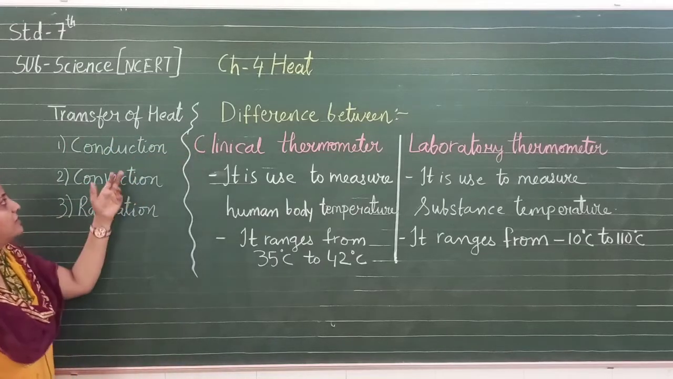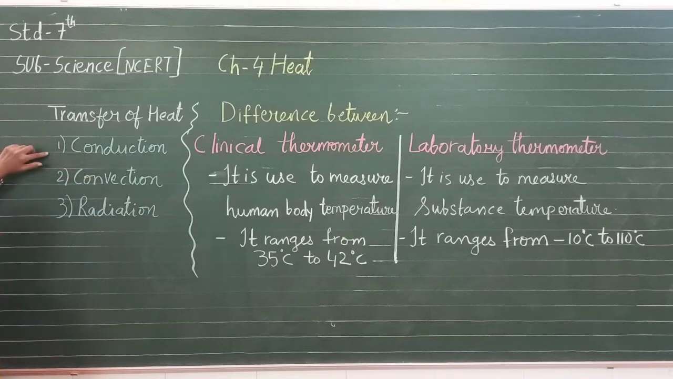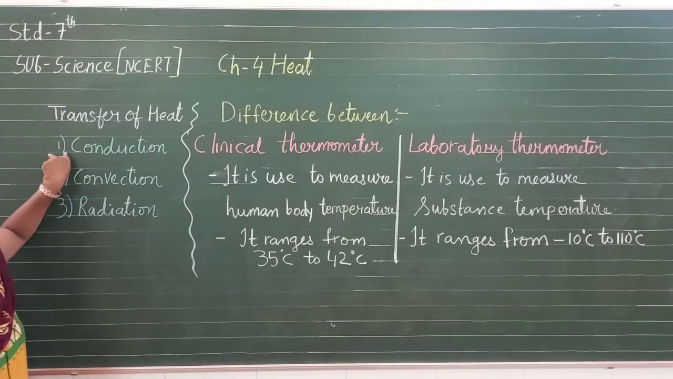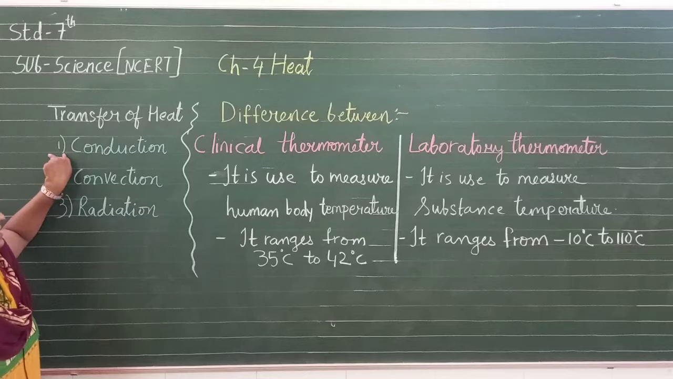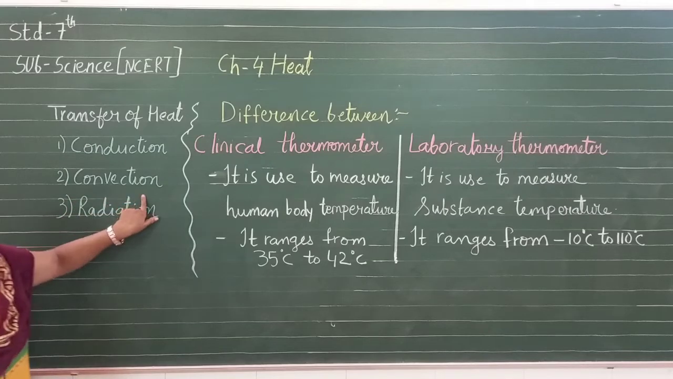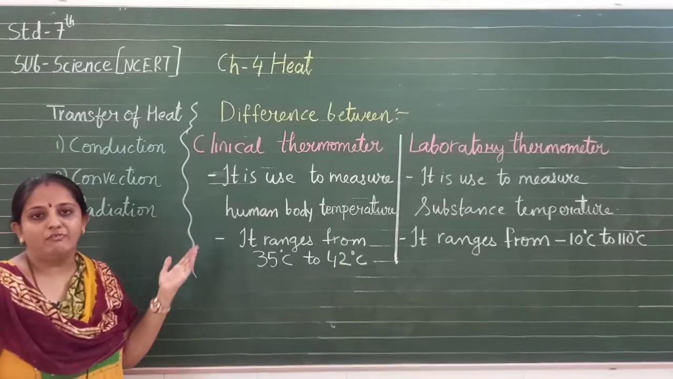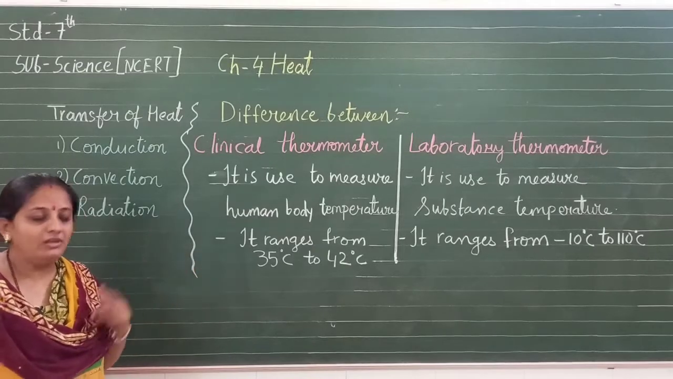In this chapter we had understood the three modes of transfer of heat. The very first mode is conduction, which takes place generally in solid substances, and in the second mode of transfer of heat we had seen convection. Convection takes place in liquids and gases. We had seen through activity the convection in air and convection in water.